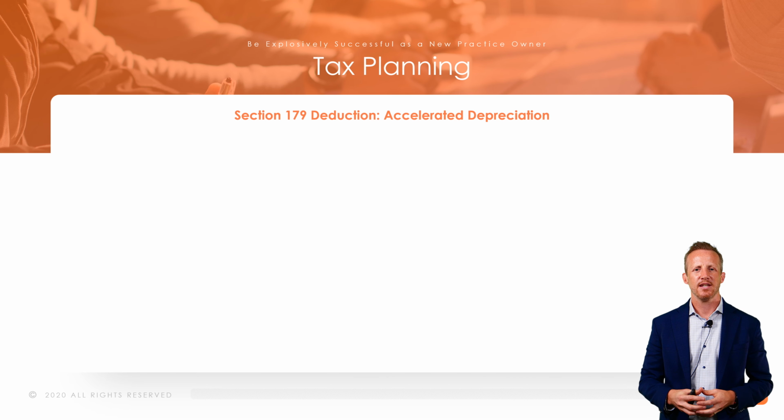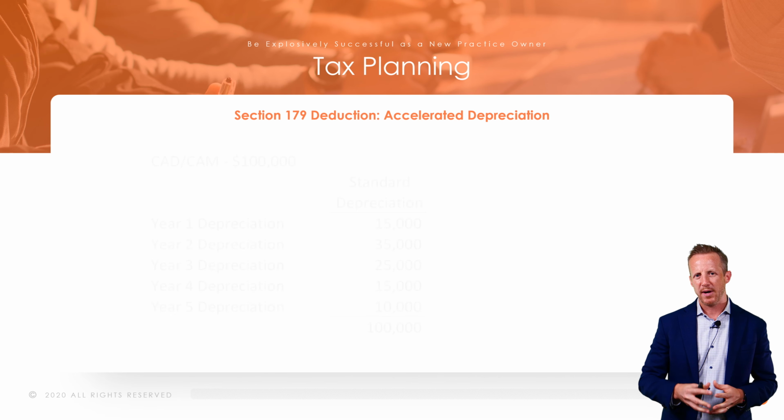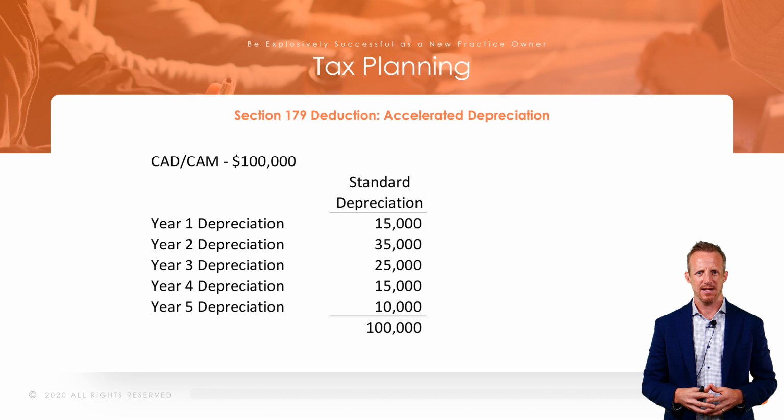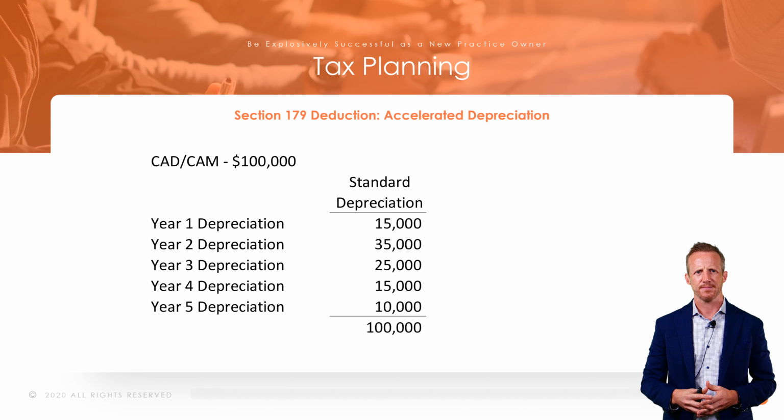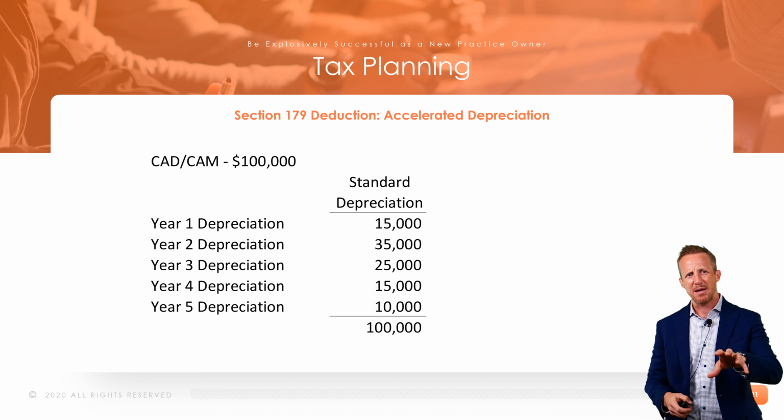The dental equipment is 5 years. And so let's say you buy that CAD CAM for $100,000. Well, over the 5 years, you're going to get a full $100,000 deduction. However, as I mentioned also, typically it's not a straight-line deduction. So let's look at an example here.